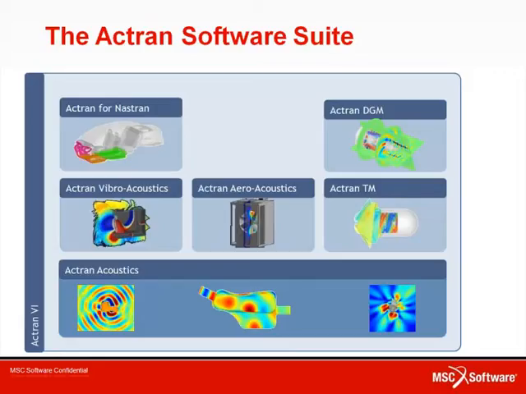The Actran software is divided into different modules according to the different features that are available. First, we start at the bottom of the slide with the acoustic module, which is the core of Actran. The acoustic module contains everything required to solve pure acoustic problems. There are acoustic finite elements, acoustic infinite elements, acoustic excitation, algebraic solvers, the ability to account for flows, temperature gradients, or acoustic absorption.